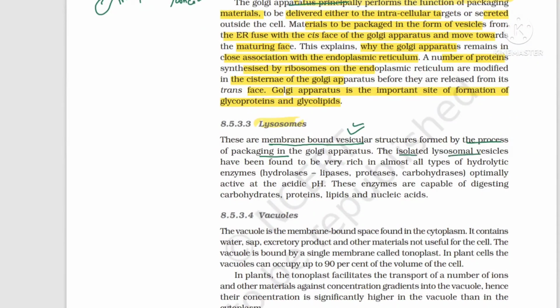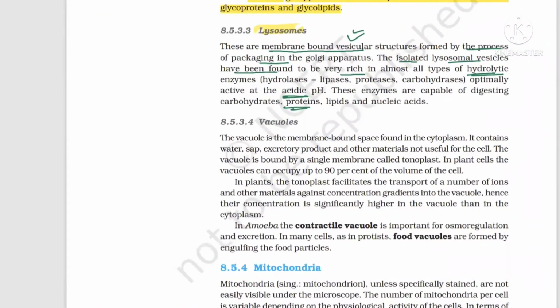Isolated lysosomal vesicles have been found rich in enzymes. Which enzymes? Hydrolytic enzymes, which work at acidic pH. Hydrolytic enzymes work at acidic pH, and they can digest every biomolecule. Plant cells don't have lysosomes, so they have the vacuole. That is why, when we study the endomembrane system of the cell, we study ER, Golgi, lysosome, and vacuole, because in plants, the vacuole takes the function of the lysosomes.